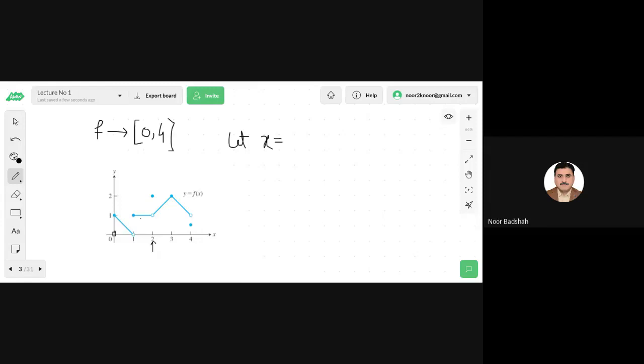Okay, now we check continuity at x equal to 4. Keeping in mind x equal to 4 is the extreme, the right end of the interval. So we check continuity at x equal to 4. Conditions are same. We first find f of 4.